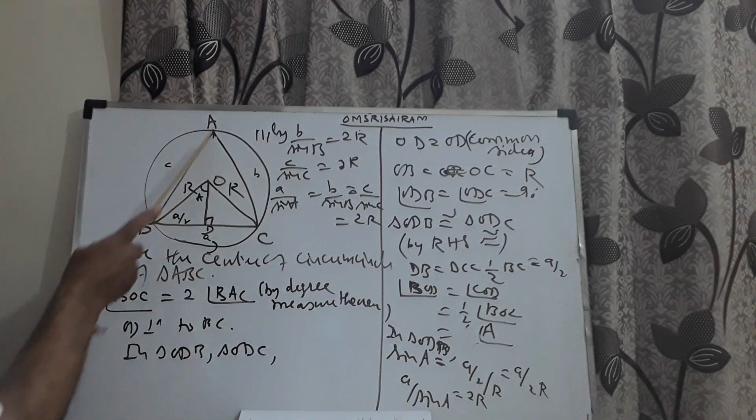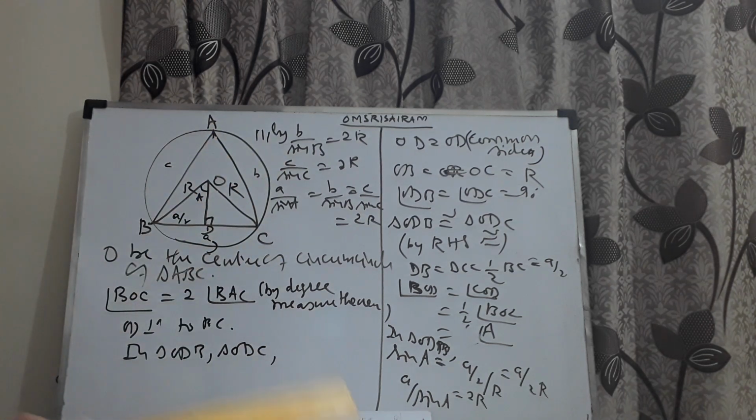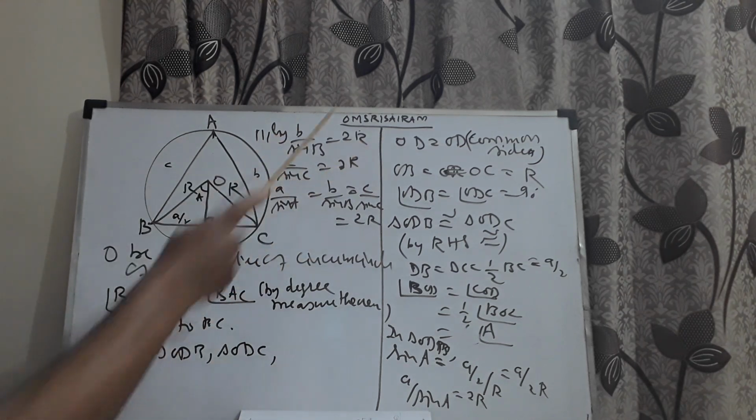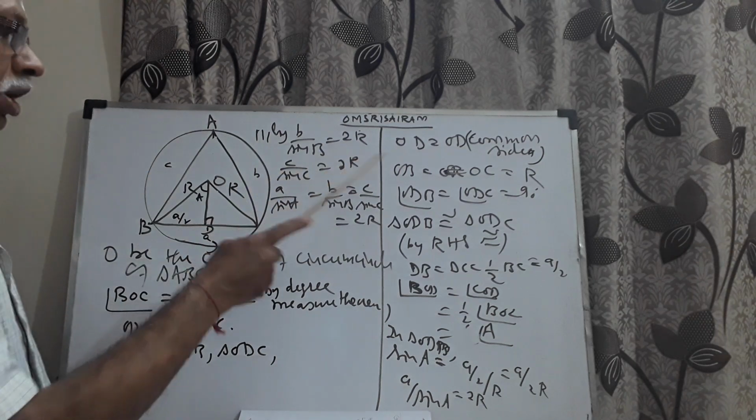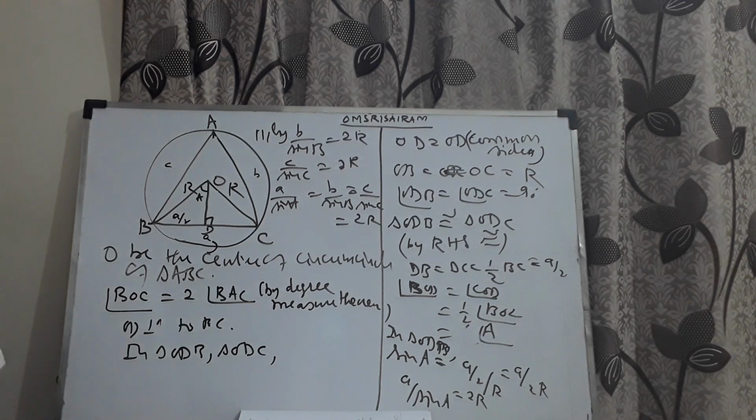Similarly, if I draw a perpendicular from O to AC and do the same, I will get b by sine B equal to 2 capital R, and c by sine C is also 2 capital R. I can name these 1, 2, 3. 1, 2 and 3 will automatically imply a by sine A is equal to b by sine B is equal to c by sine C.